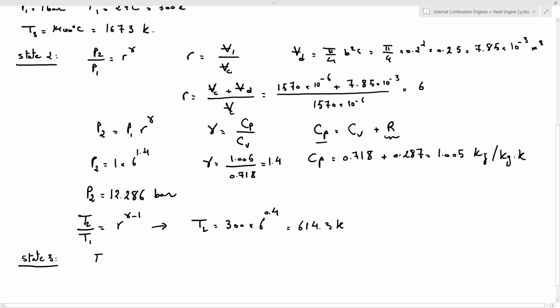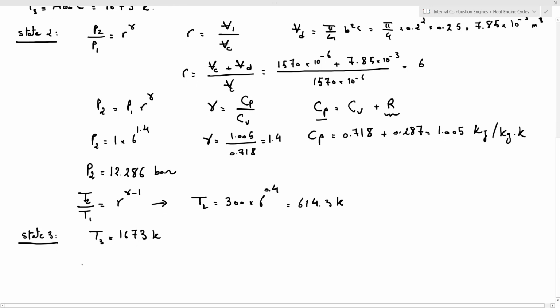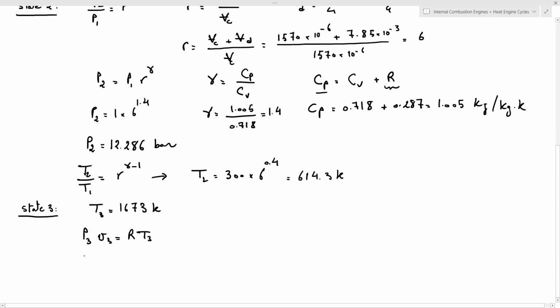We know the temperature at state 3 equals 1673 Kelvin. Now we need to calculate the pressure. Applying the ideal gas law at state 3, we know that P3 V3 is R T3. And also applying the ideal gas law at state 2, we know that P2 V2 is R T2. Let's divide these two equations. Since this is a constant volume heat addition process, we can simplify V3 with V2 and also R with R. So we'll have P3 divided by P2 is equal to T3 divided by T2.